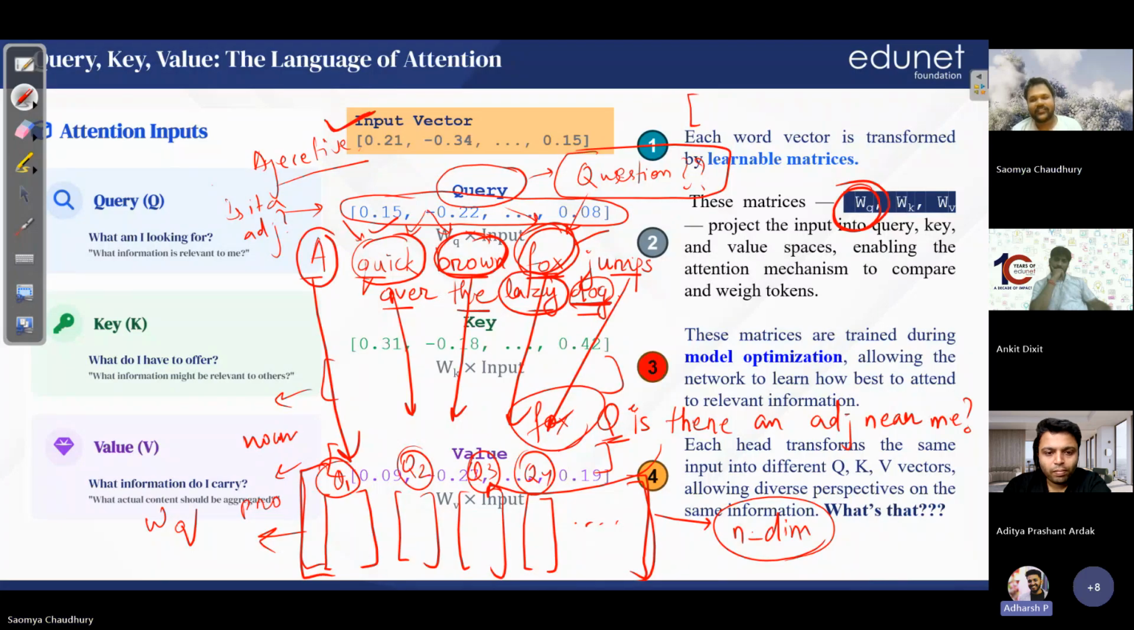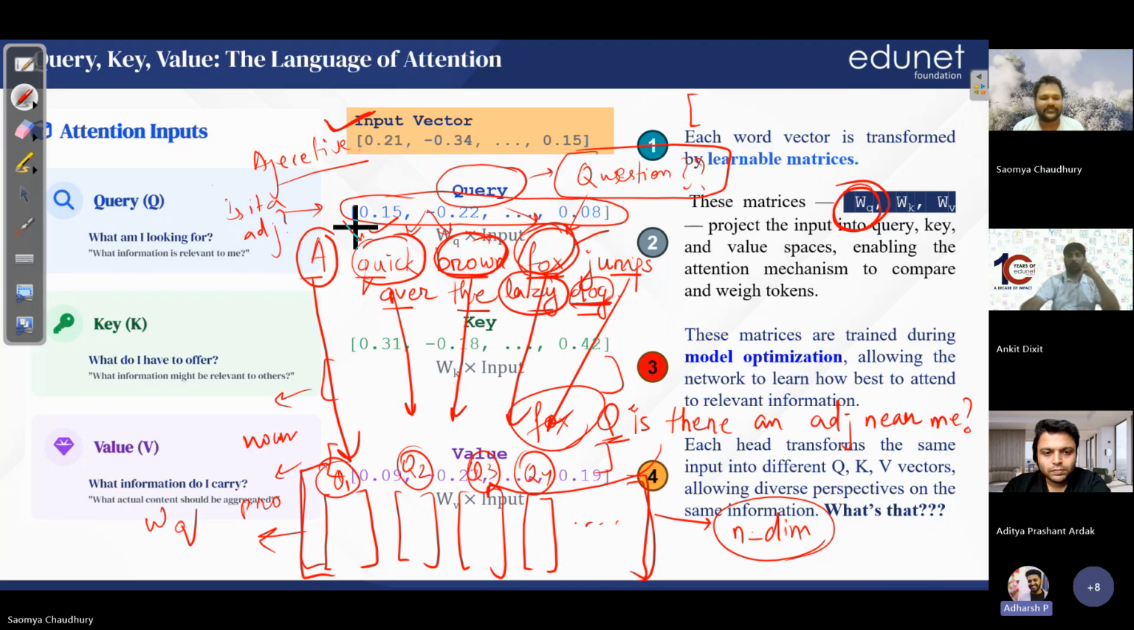One more doubt. Here, the 0.15, 0.22, and 0.808: is it the weight of the query matrix, or after your dot product with the embedding? Sir, this is the weight of the query matrix. Exactly, what you see here, WQ, is the weight of the query matrix. That's what we are referring to.